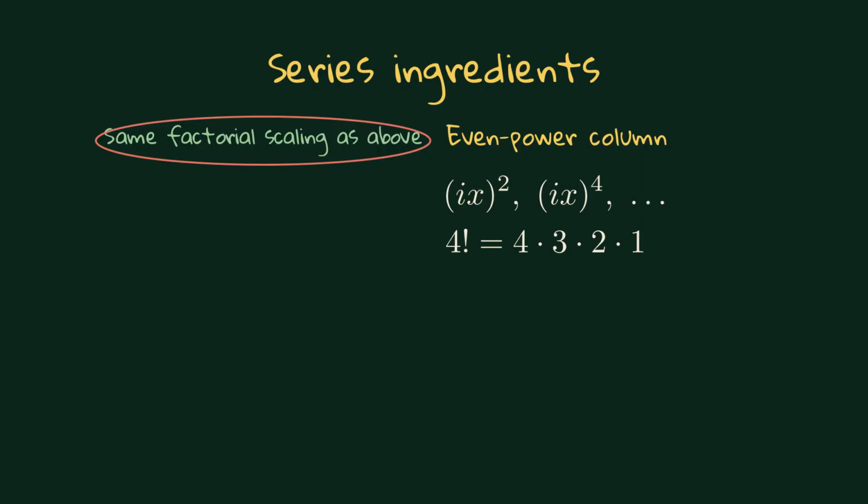Here, e is the base of the natural exponential. i is the square root of -1. x is the angle. The powers of (ix) are repeated multiplication of that complex input. The factorial terms are the same scaling terms we used above.